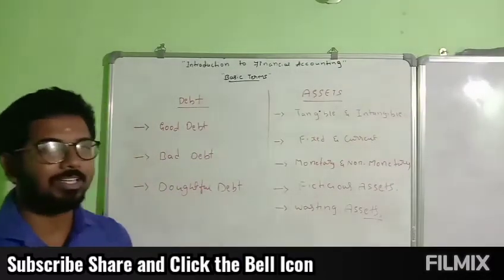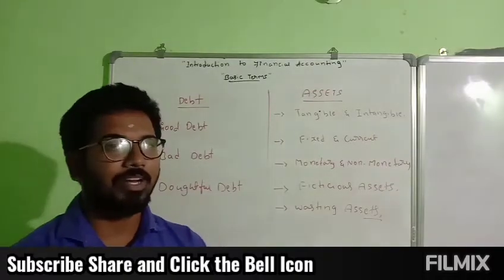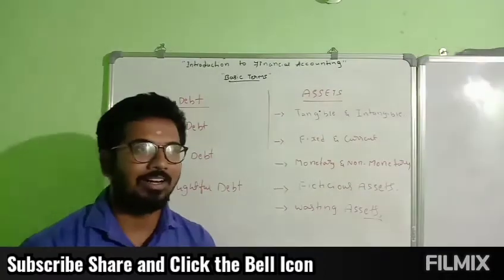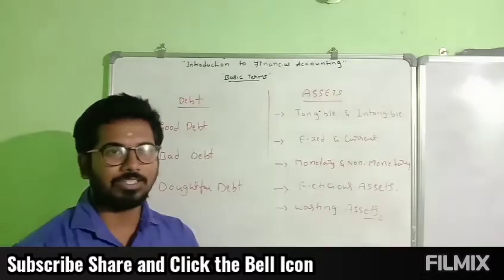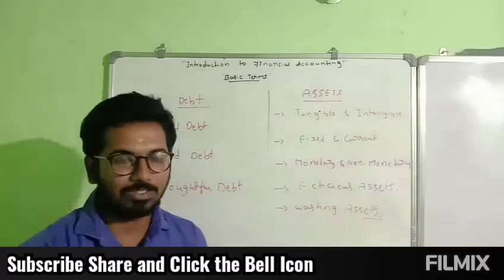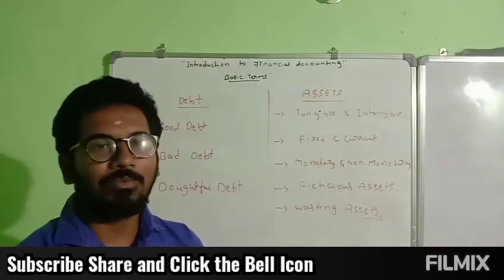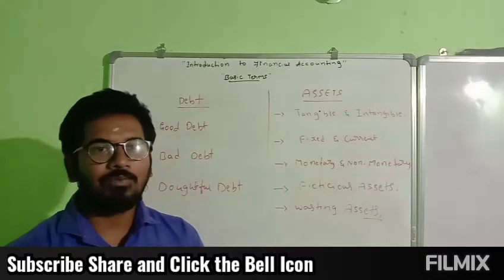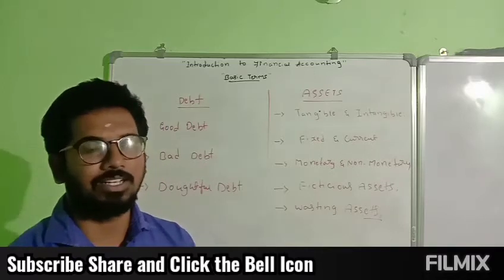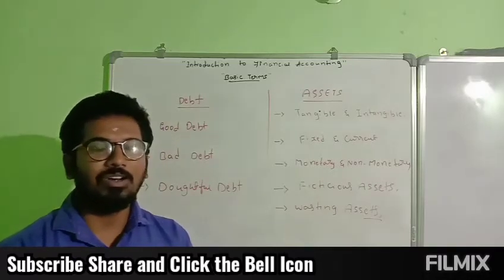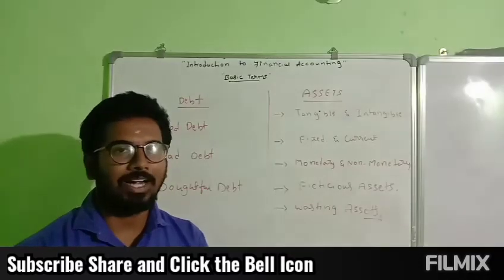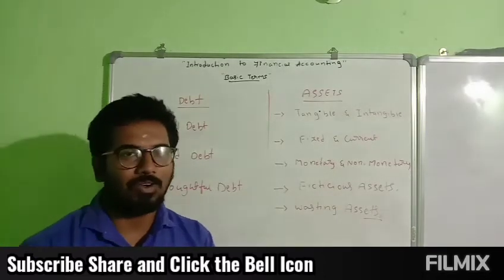So debt means nothing but debtors. In last class, I explained the meaning of debtors. A debtor means the person who owes money or things to the business. Suppose we are doing a business and we sold some goods to Mr. X, so he can take some time to pay back the money to me. Till that time we call him a debtor because he is due some money or something to us. So any person who owes money or things to the business is what we call a debtor.